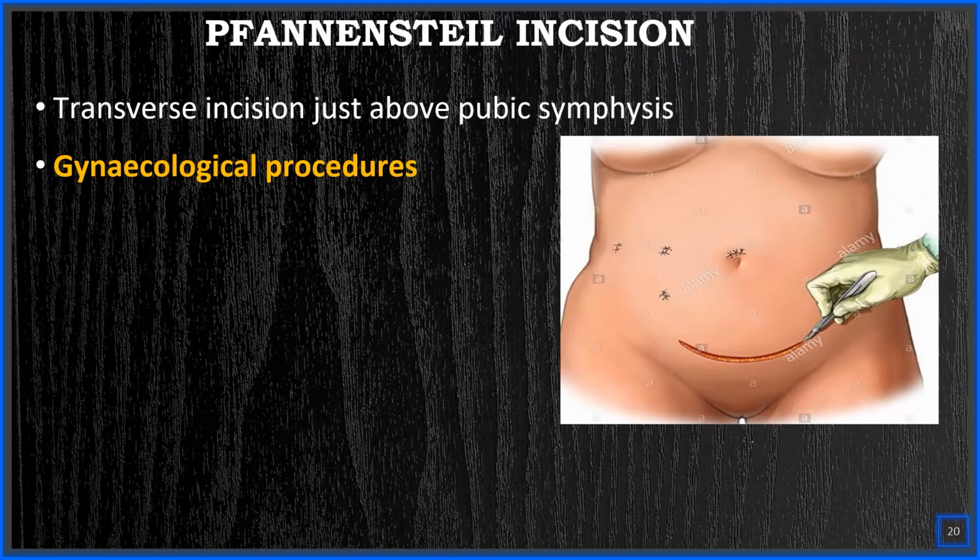Pfannenstiel incision. It is a transverse incision. It's a named incision. Look at the spelling, Pfannenstiel. This is a very important incision. It is a transverse incision that is placed just above the pubic symphysis. This is the incision that we usually place for the cesarean section. Nowadays, cesarean sections are done using transverse incision, or any gynecological procedure. You are going to place the Pfannenstiel incision just above the pubic symphysis. So it gives better cosmetic value, better healing, and better access to the pelvic organs, to the uterus. So it is used for gynecological procedures.